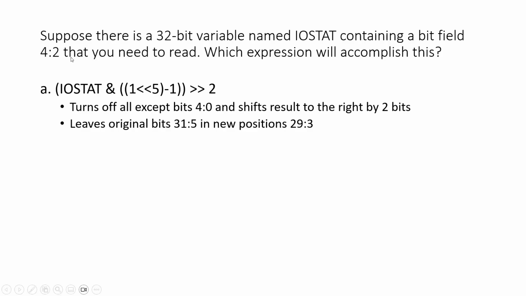We want bits 4 down to 2, so we want some of the lower 5 bits, right? We just don't want bits 1 down to 0. So this will take the result of that and shift it 2 bits to the right, which will give us what we want. It'll shift off bits 1 down to 0, retain bits 4 down to 2, and right justify it. Make sense?